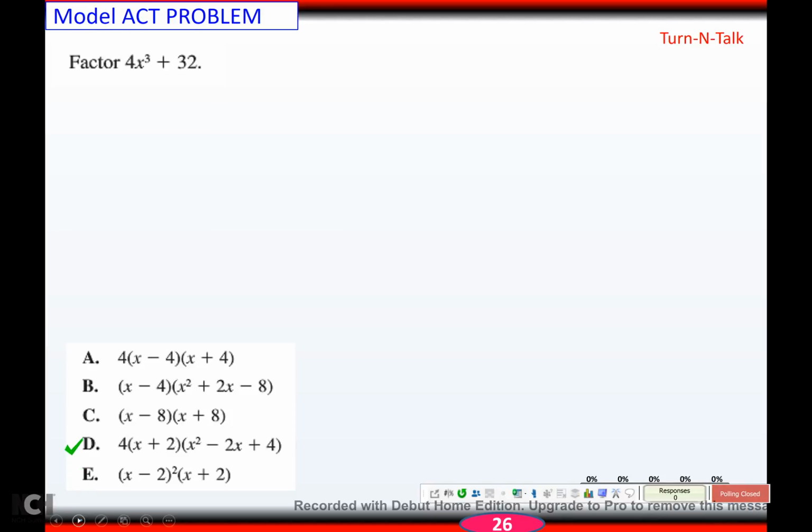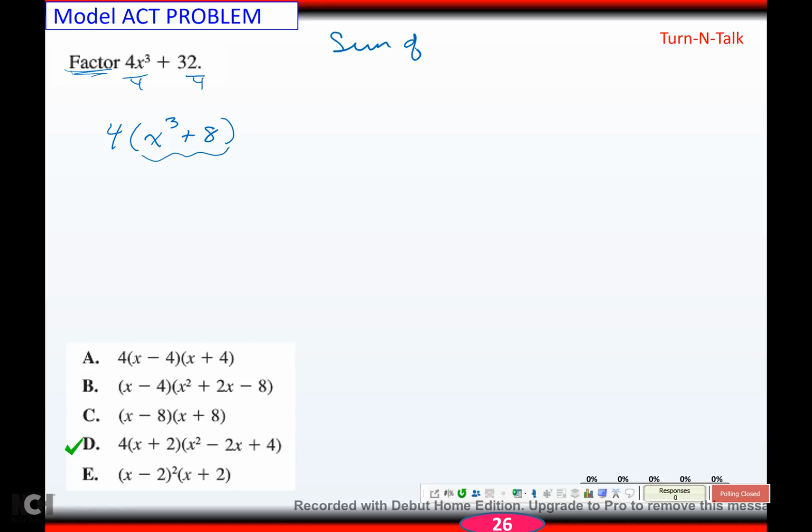Alright. Whenever it says factor, always look for a GCF first. And I know that I can take a 4 out of both of those. So if I GCF by 4, that's going to leave x cubed plus 8. That answer isn't there because this is a sum of cubes.